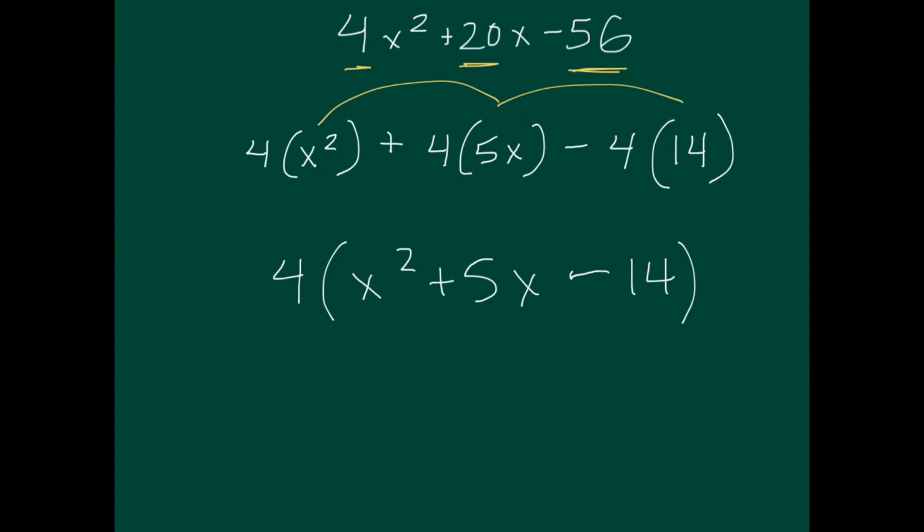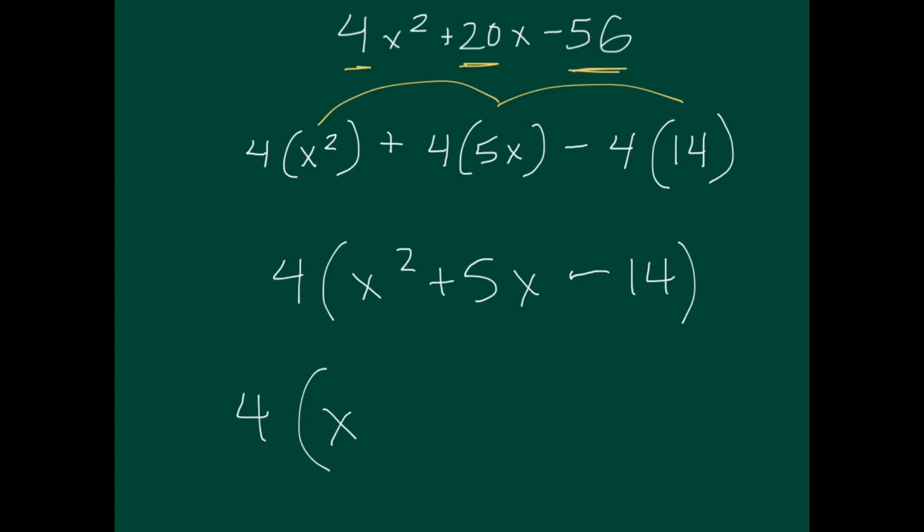So now we're going to want to factor the inside of this, but we're going to leave the 4 outside. So we're automatically going to put our 4 on the outside. And by looking at the equation, we know that two factors of 14 are 7 and 2. But since we have a negative and our middle number is positive, we know that the greater number is going to be a positive. Therefore, we're going to put an x here.